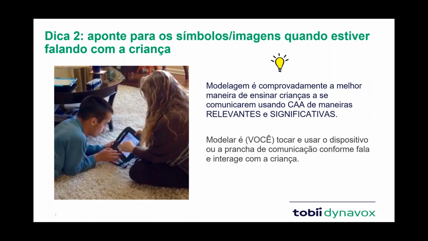So, tip 2 is to point to symbols or pictures when you're talking with your child. And this is a process called modeling.